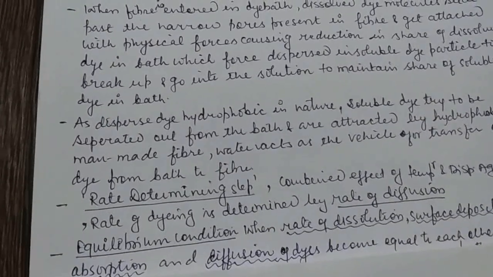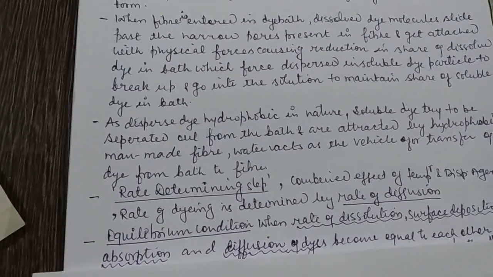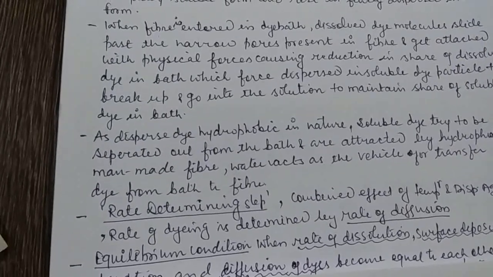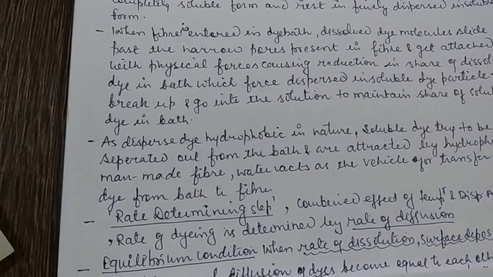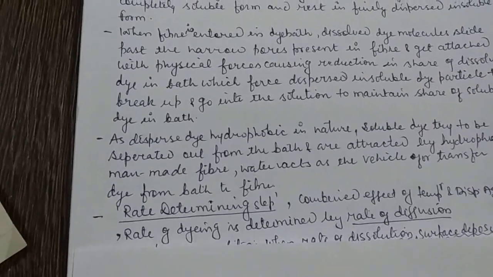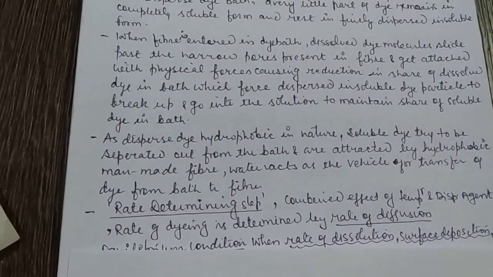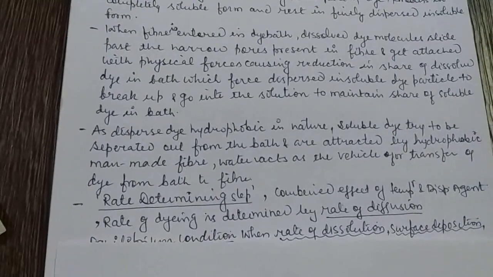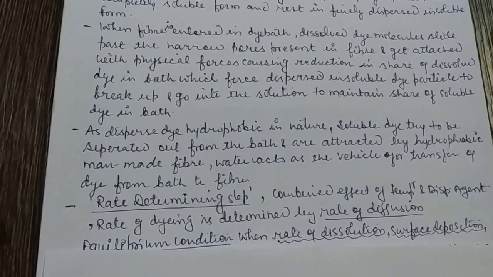Rate determining step. In disperse dyeing, the effect of temperature and dispersing agent on dyeing rate is called the rate determining step. It means how much dye will be taken up by the fiber depends on the effect of temperature and the amount of dispersing agent which is added in the disperse dye bath. Dispersing agent generally facilitates the solubilization of disperse dye in the dye bath.